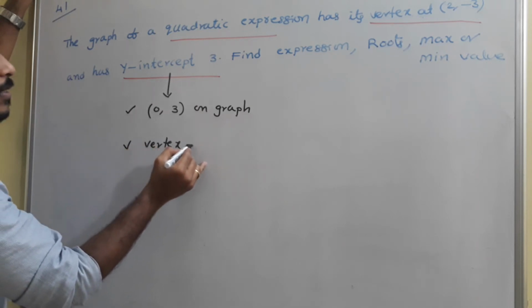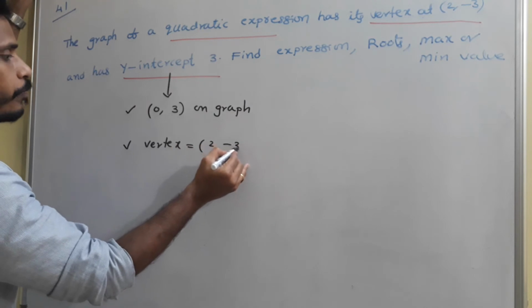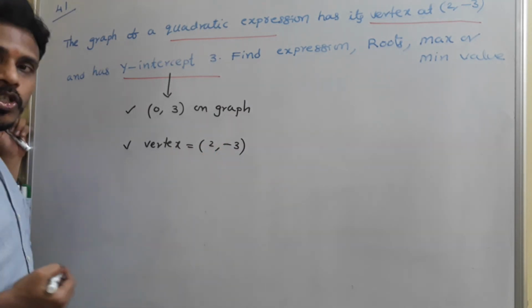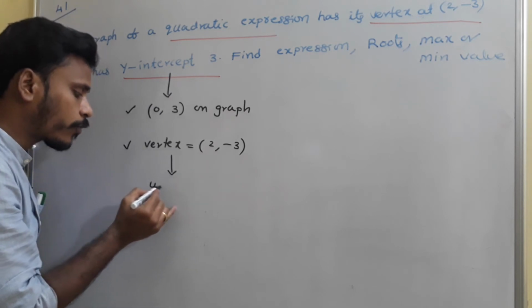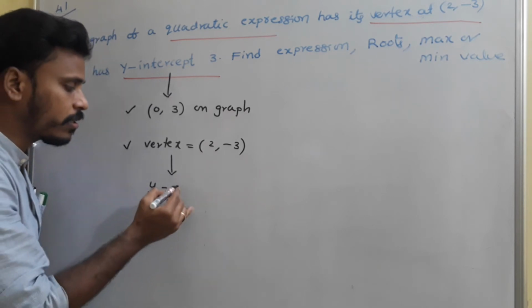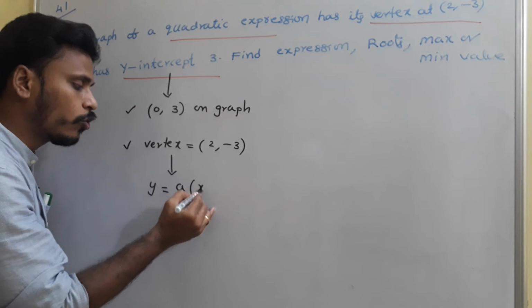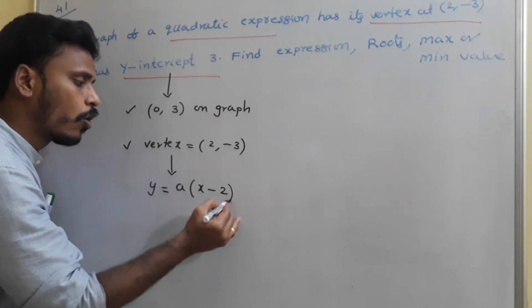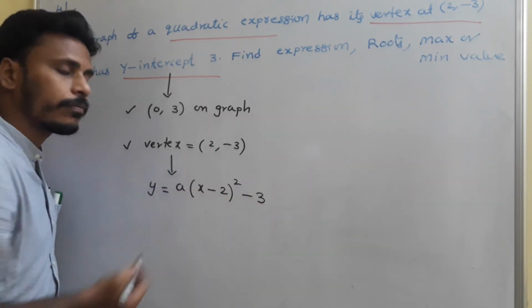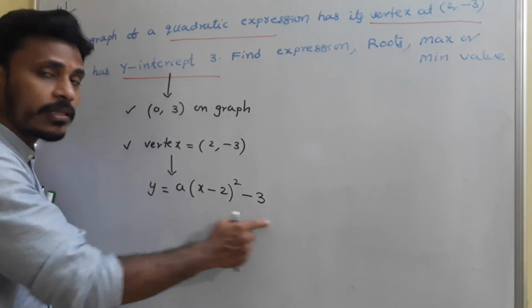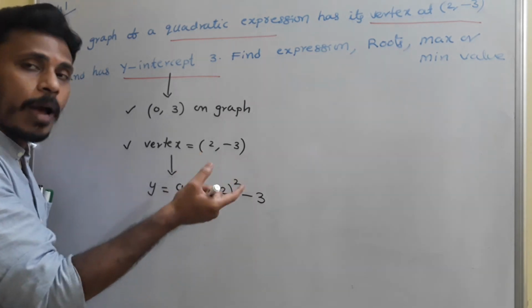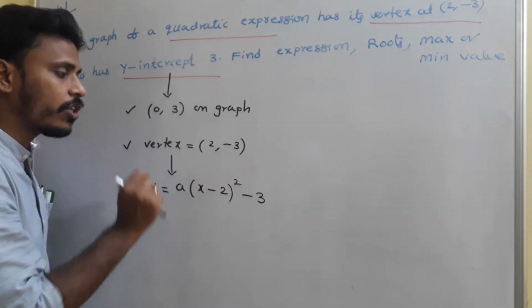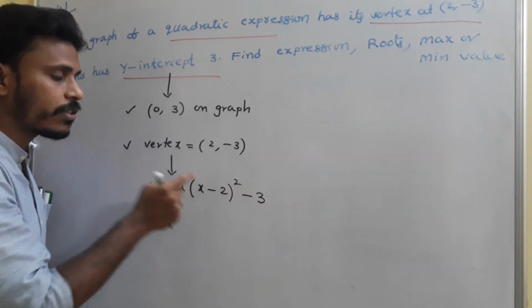Okay, the vertex is given as 2 comma minus 3. As we discussed in the previous case, the vertex form of the quadratic expression is y is equal to a into (x minus 2) whole square minus 3. If you replace x with 2, you will get minus 3. So 2 comma minus 3 is the vertex, and this is the quadratic expression if the vertex is given.